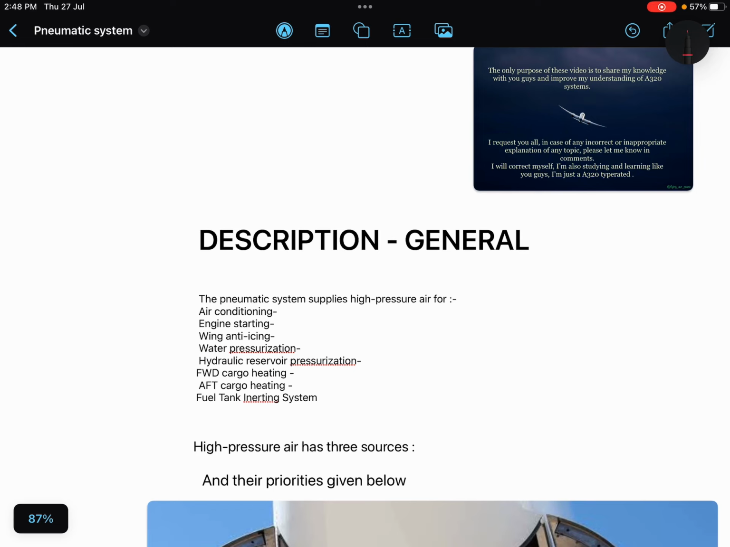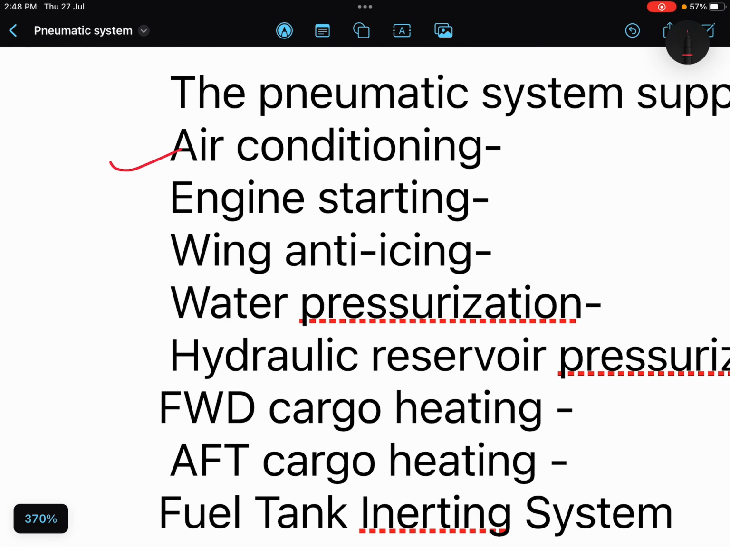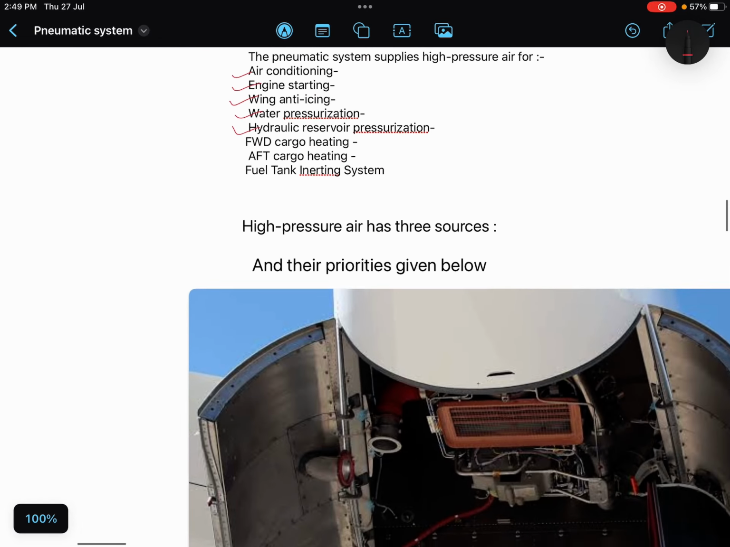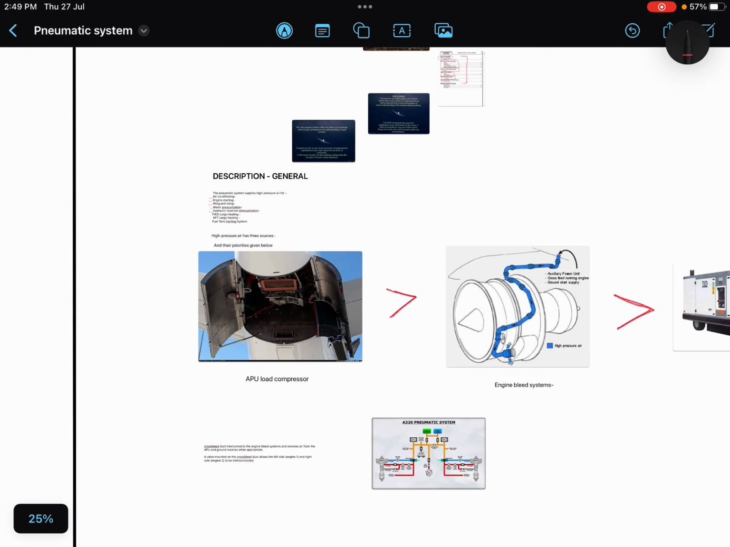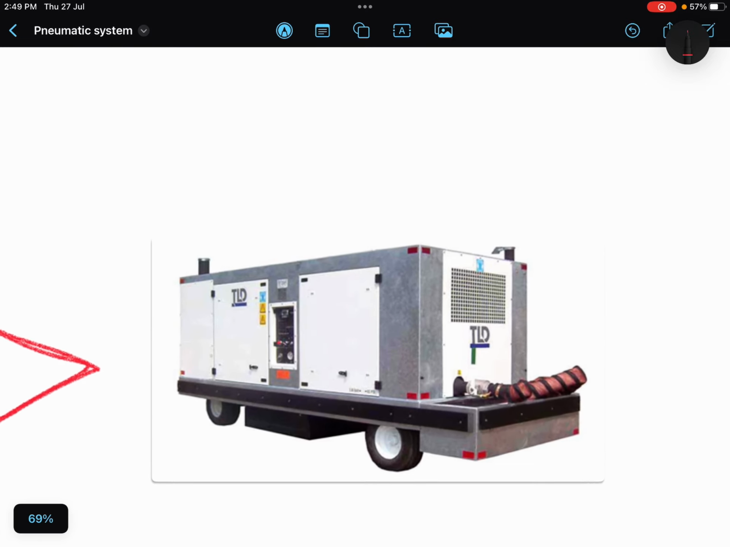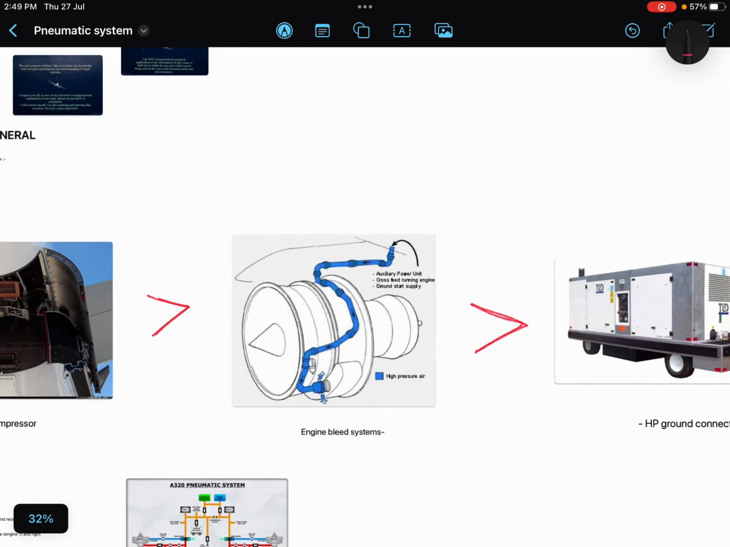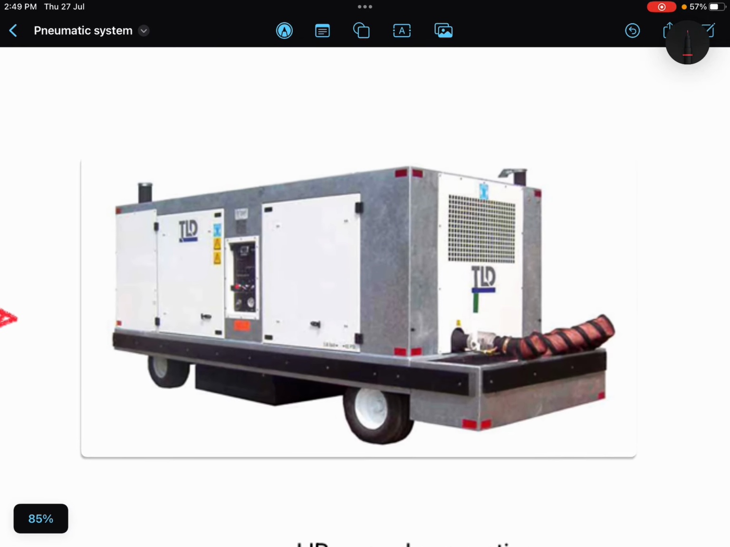So, pneumatic system. Pneumatic system is a system which supplies high pressure air to different systems like the air conditioning system, high pressure air for engine starting, wing anti-ice, water tank pressurization, hydraulic pressurization. You need pressurized air to pressurize those hydraulic and water tanks, and air for wing anti-ice or engine starting. Air is taken from the engines or APU or from the HP ground cart. So we have three main sources: APU, engine bleed system, and HP ground connection. If somebody asks you the priority, then priority is given to the APU load compressor. Then second priority is to the engine bleed system, and the third and least priority is given to the HP ground connection.